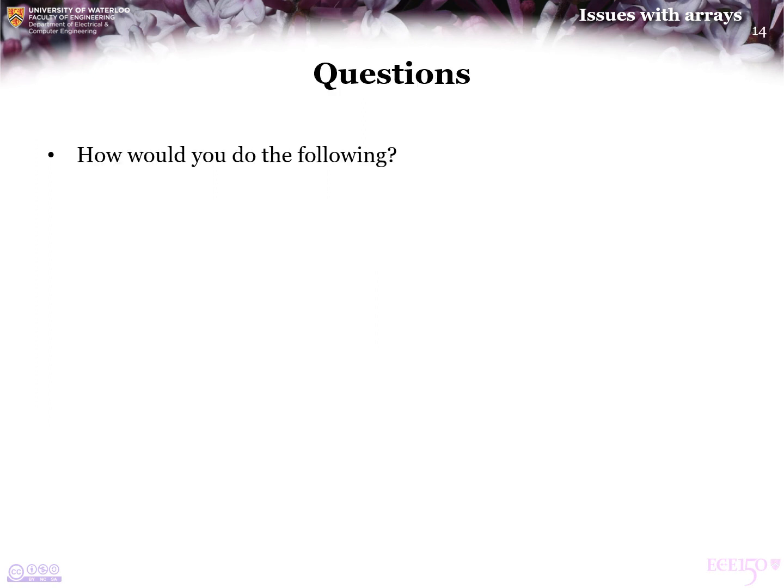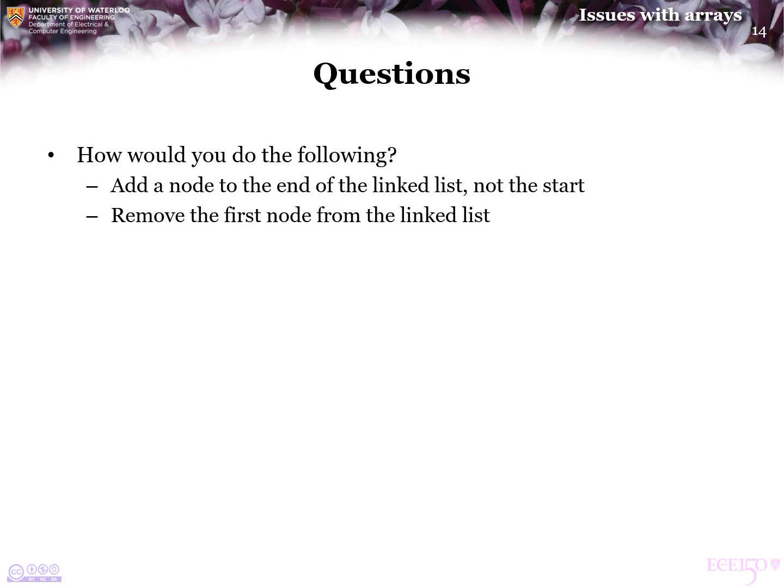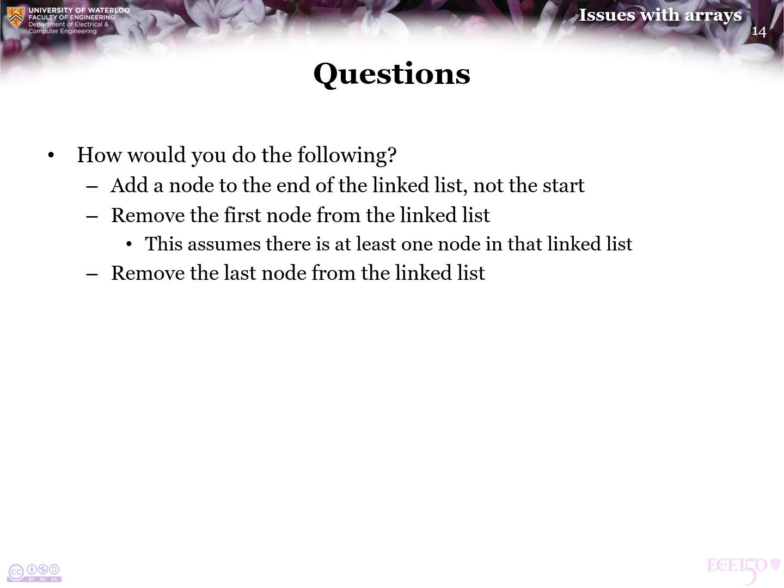So how would you do the following? How could you add, for example, a new value or a new node to this linked list at the end and not at the start? How could you remove the first node from the linked list? Once again, that assumes that there is at least one node in that linked list. How could you remove the last node in the linked list? Also, what happens if you're removing the last node, but there's only one node in the linked list?